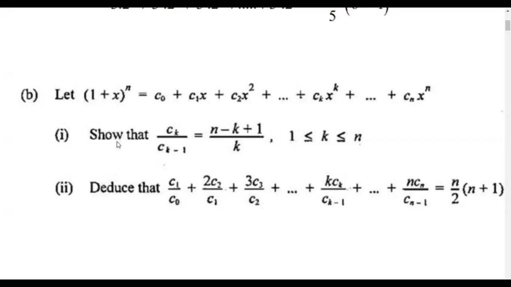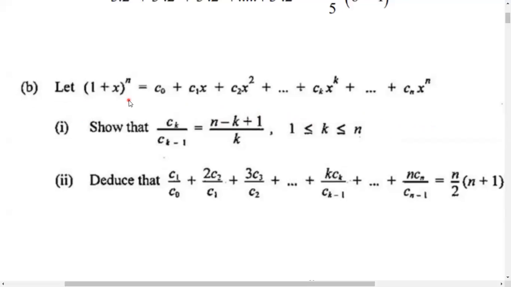Okay, so for this question, we've got let (1 + x)^n = c0 + c1x + c2x² + ... + ckx^k + ... + cnx^n. So this is just a binomial expansion, the very common one, right? (1 + x)^n.